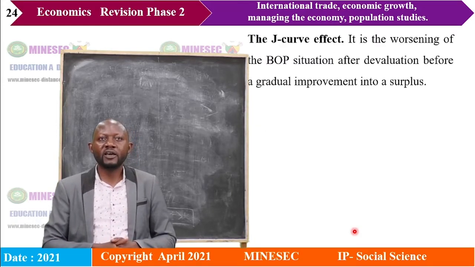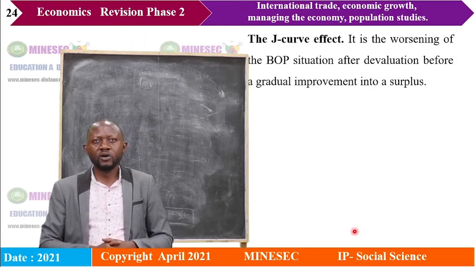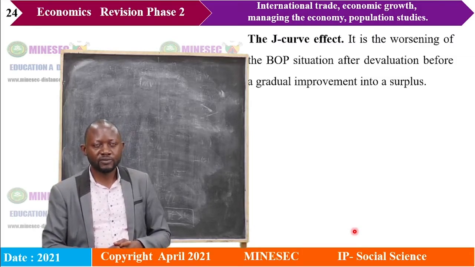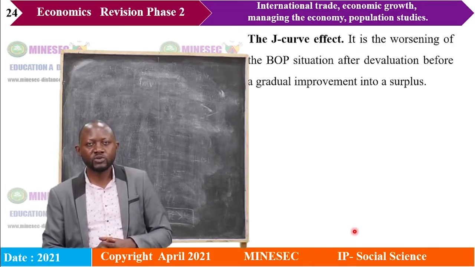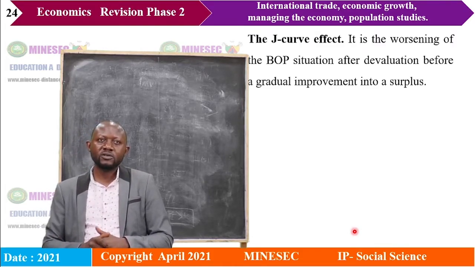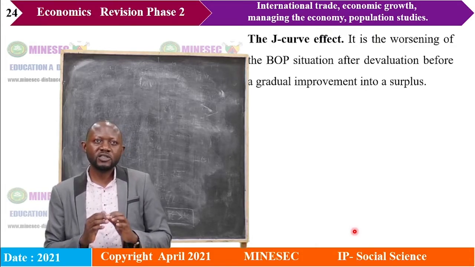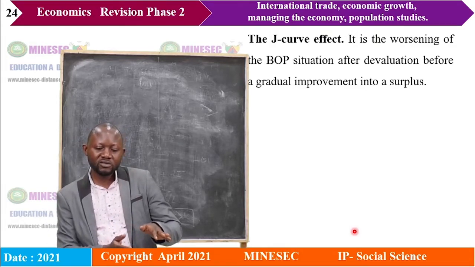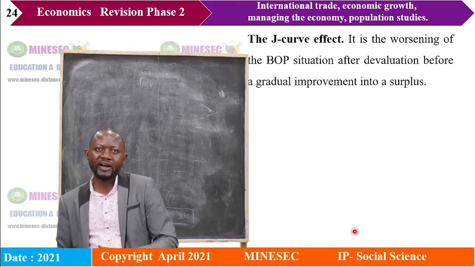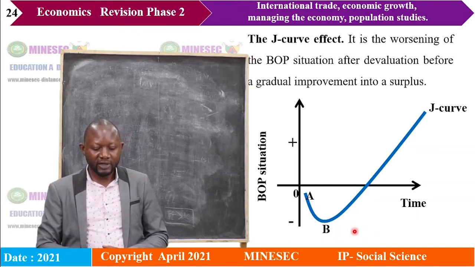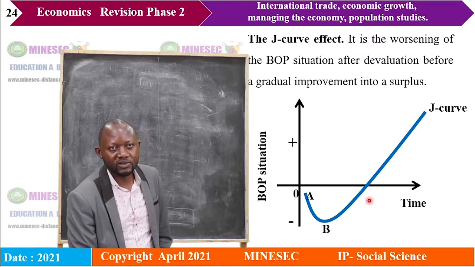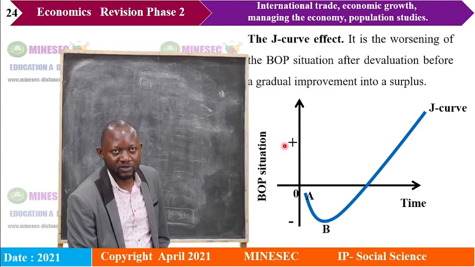Now let's look at the J-curve effect. It is the worsening of the BOP situation after devaluation, before a gradual improvement into a surplus. Meaning that when there's devaluation, the balance of payment situation gets worse off for some short time before it gradually improves into a surplus. Now let's look at the diagram. Let's assume that you have the negative side here, which shows a deficit, and this other positive side is a BOP surplus.